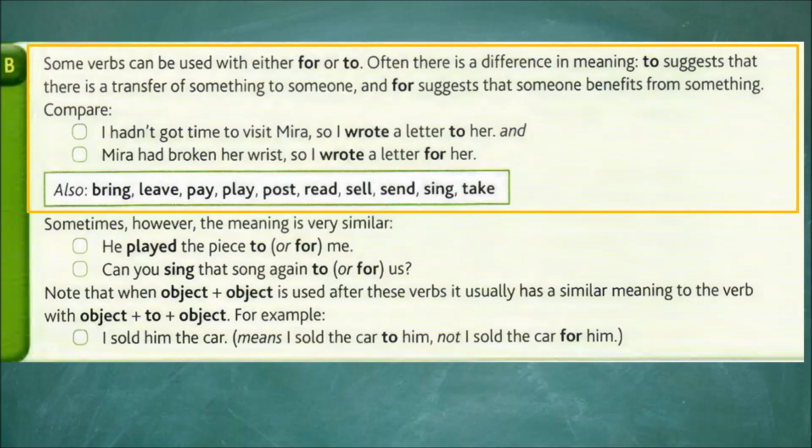Section B. Some verbs can be used with either for or to. Often there is a difference in meaning. To suggests that there is a transfer of something to someone. And for suggests that someone benefits from something. Compare. I hadn't got time to visit Myra, so I wrote a letter to her. And Myra had broken her wrist, so I wrote a letter for her.